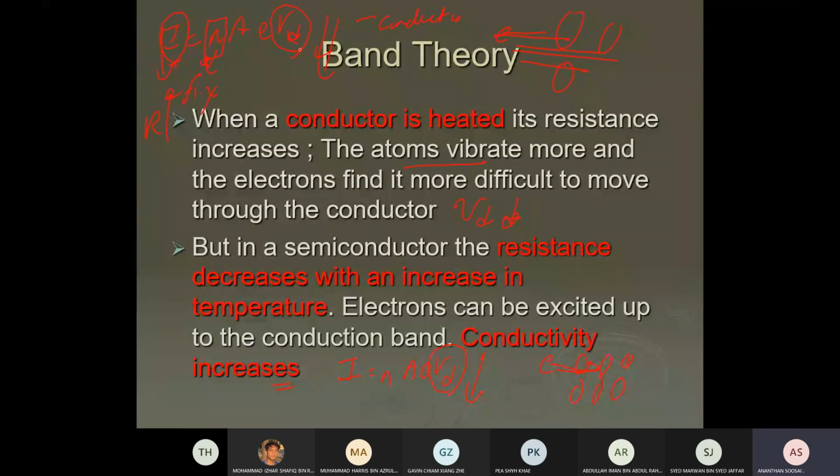Same as conductor, but because charge density is rising, the increase in charge density outweighs the decrease in drift velocity. Therefore, current still increases and resistance decreases. You got the idea?